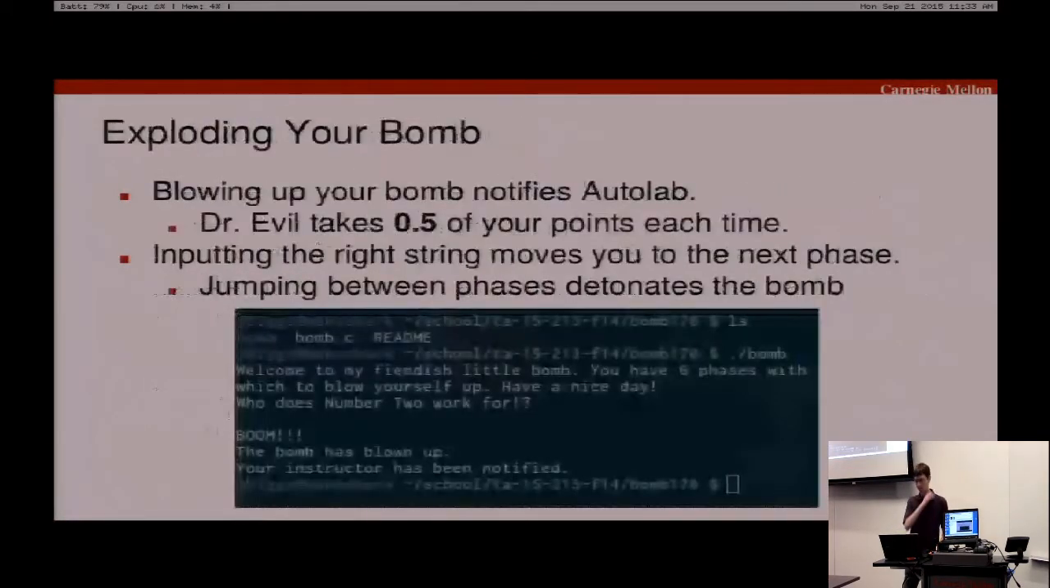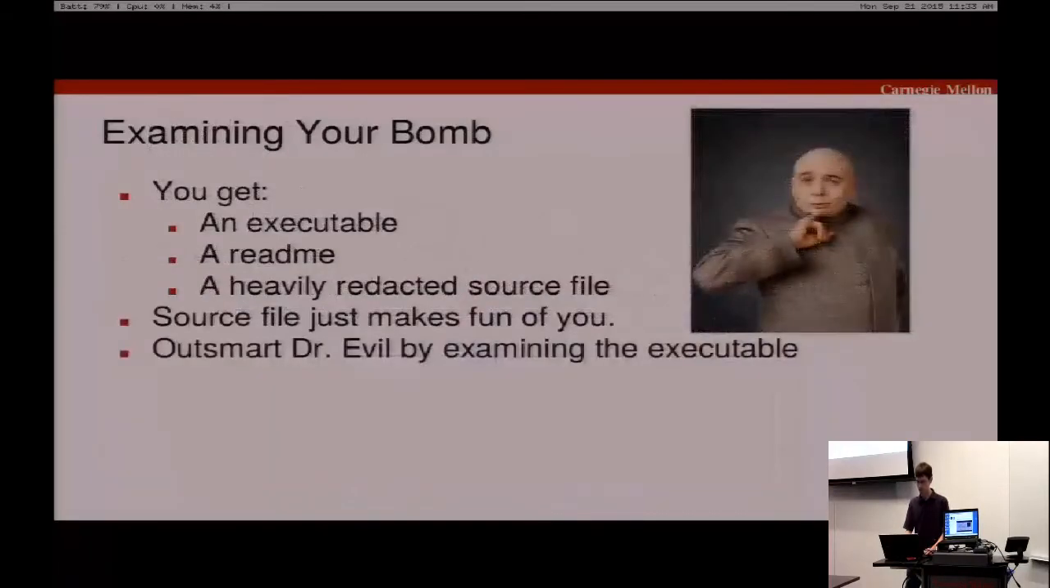Okay, so exploding your bomb will notify AutoLab. You lose half a point every time the bomb explodes, up to 30 points. So you do not want to do that. When you input the right string, it moves you to the next phase. Each phase is unlocked by a particular string, which you can type in either on standard in, just inside GDB, or you have a text file which contains the strings you've solved so far so that you don't have to keep typing them in.